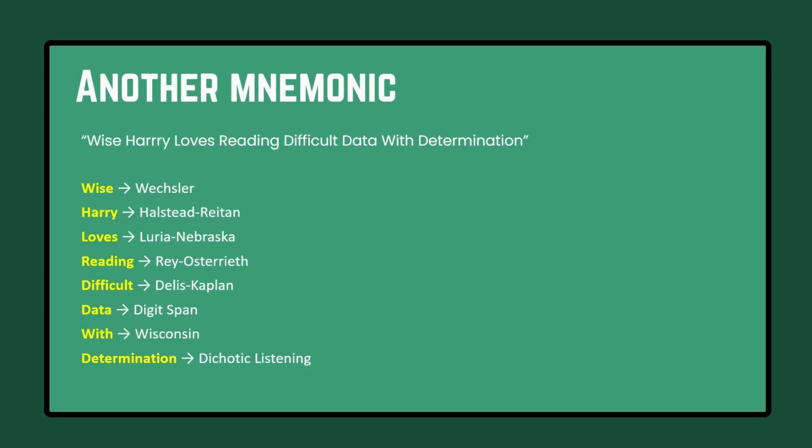I have another mnemonic for you. It's a bit more difficult, but I don't know what might help you, but if this helps, good. This one says, Wise Harry loves reading difficult data with determination. So here, W stands for Wexler, Harry for Halstead Rayton, L for Luria, Nebraska. Reading, R for Ray Ostrich. D for Dallas Kaplan. Again D for digit span. W for Wisconsin card sorting test. And D for dichotic listening.